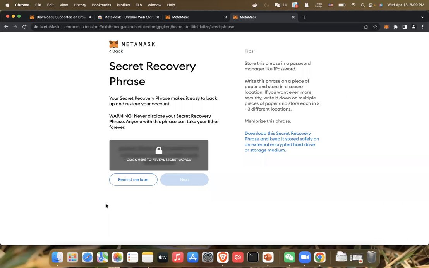All right, here's the most sensitive part of the entire experience, the secret recovery phrase. Now, I'm doing this over Zoom. You should never do this over Zoom. You should make sure that nobody else is in the room. Ideally, you're going to have a piece of paper or even a piece of metal next to you so that you can write this down. Do not skip the step. In fact, it's going to test you to make sure that you did it correctly.